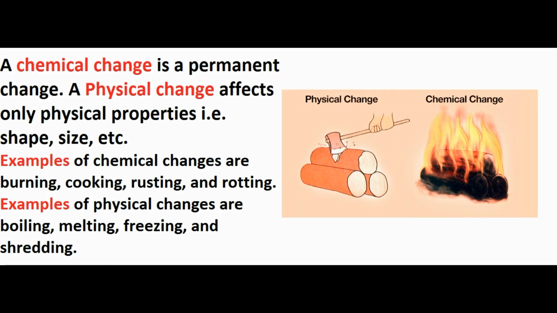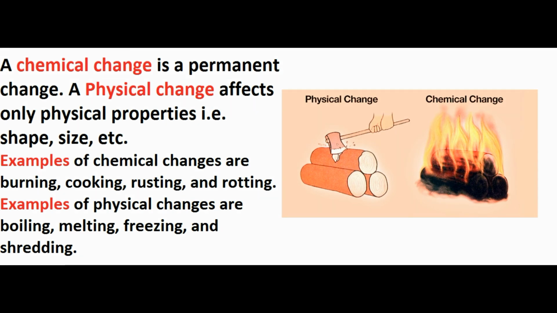Next we will discuss chemical changes. A chemical change is one in which a new substance is formed. Chemical changes are permanent and are not easy to reverse. Burning of paper, rusting of iron, turning of milk into yogurt, cooking of food are some examples of chemical changes.